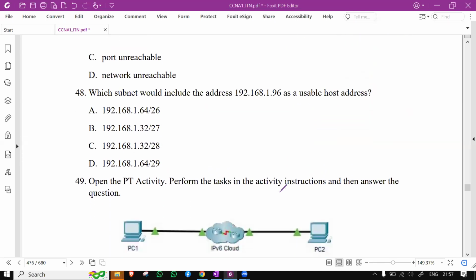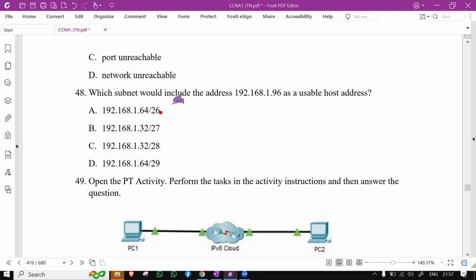Number 48, which subnet would include the IP address 192.168.196? I'm realizing IPv6 is a bit tricky, huh? My question is IPv6, another way to get away past. Don't only focus on IPv4. I think all my questions are tricky. So for that one, address your host. Which subnet will it belong to?